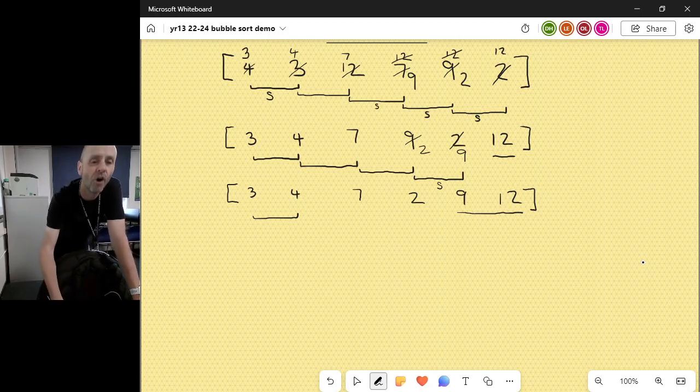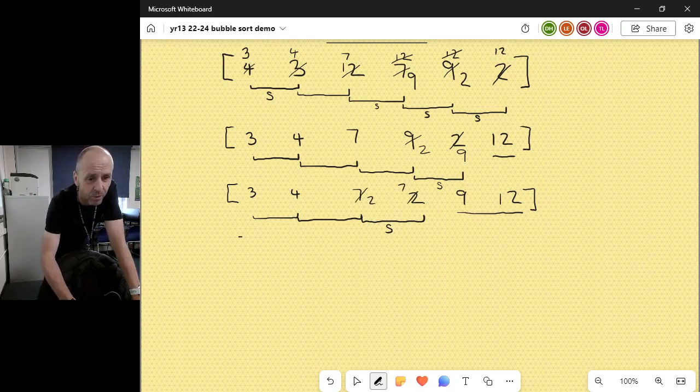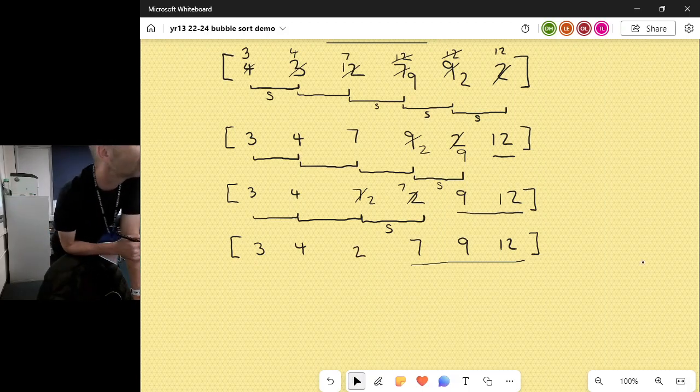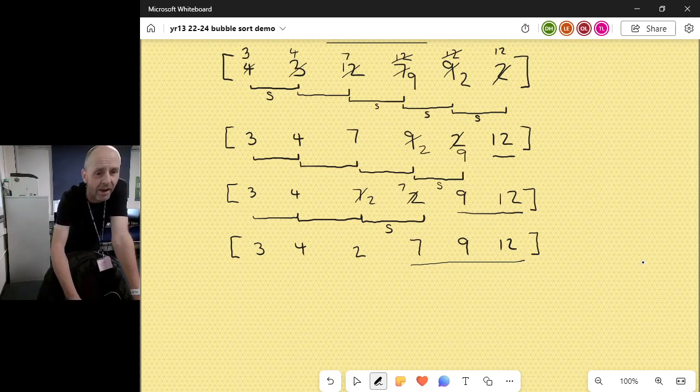Right, 3 and 4. They are fine, not going to swap. 4 and 7 are fine. 7 and 2, got to swap. So 2, 7. So we did a swap, so we've got to do another pass. Bubble sort has to do another pass unless it's got down to a single item. Right, but 7, 9 and 12 are now locked into the correct positions. So we've got 3, 4 and 2. So we've only actually got two pairs to look at now. So we are getting quicker. The passes will accelerate in time.